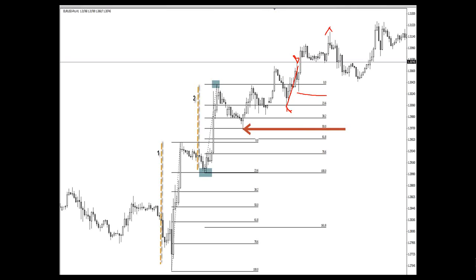Point A, point B, and entry around there. See? It's very easy, so you don't have to be a physicist or Einstein to know these numbers.